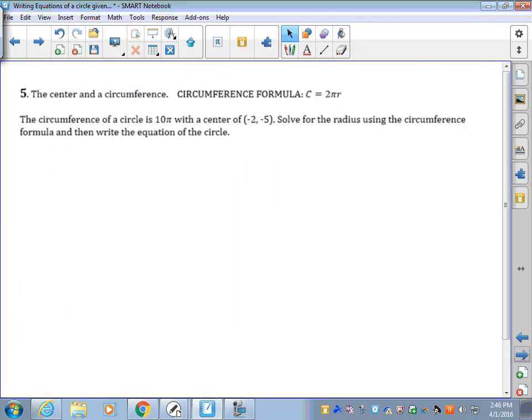And on number 5, they want you to find the center and the circumference. They give you the circumference. This is the circumference of the circle, it's 10 pi. And they give you the center. So this is important, because that's the circumference.